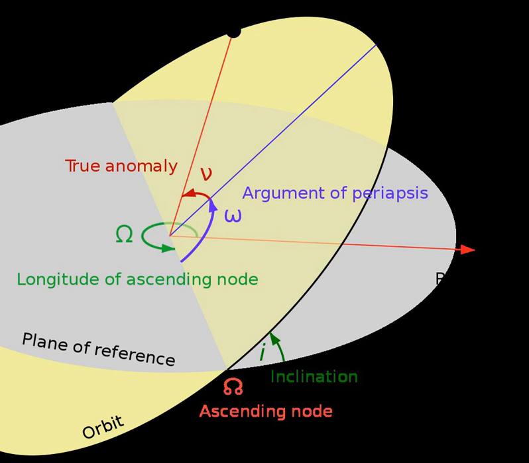Topic: Required parameters. Given an inertial frame of reference and an arbitrary epoch, a specified point in time, exactly 6 parameters are necessary to unambiguously define an arbitrary and unperturbed orbit. This is because the problem contains 6 degrees of freedom.